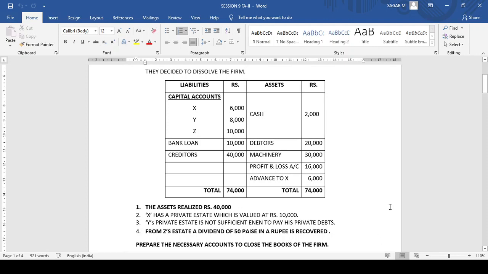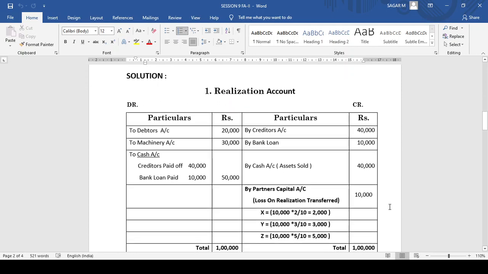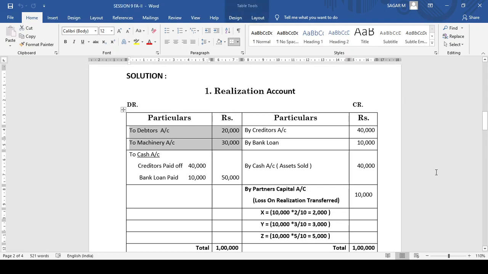In this case, how to prepare the books of the firm? I'll show you. As usual, begin your solution with preparation of realization account. In the same manner, transfer the assets at their book value. That is, we have debtors and machinery. Transfer them at their book value. In the same manner, on the credit side, transfer the liabilities at their book value. So we have creditors and bank loan.